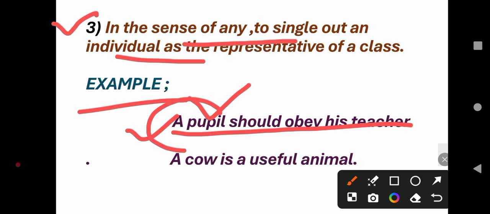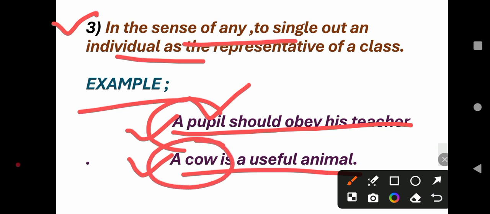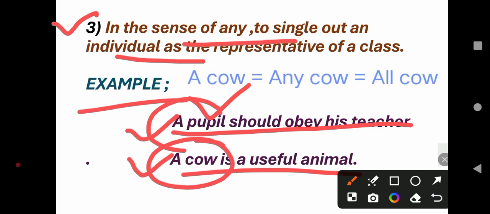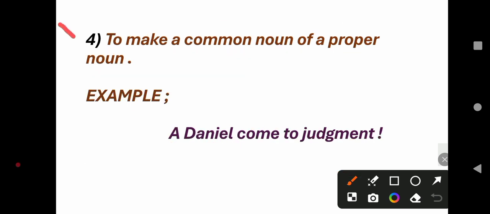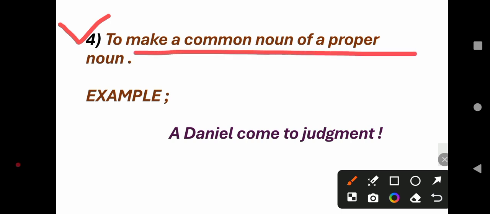Another example is: a cow is a useful animal. Again, we are not talking about just one cow. We are saying that all cows in general are useful animals. So here "a" means any cow. It represents the whole class of cows. So in short, we can say "a cow" equals any cow, equals all cows in general. Understand? So the fourth rule of "a" is using "a" to make a common noun from a proper noun.